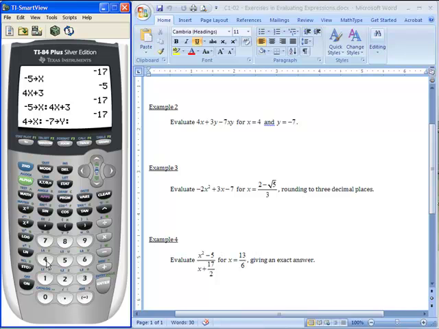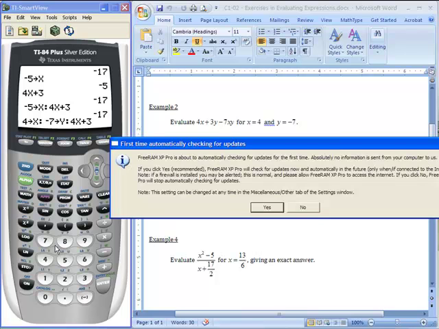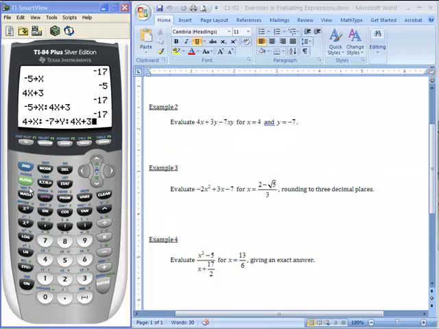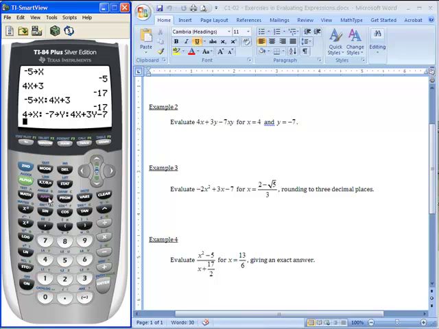So we can type in 4x plus 3, and we need to use the alpha y. So we're going to press alpha and 1 to get the y up. And then in this case, we actually need to use the minus key on the right-hand side of the calculator, 7. And that's going to be multiplied by x and y.